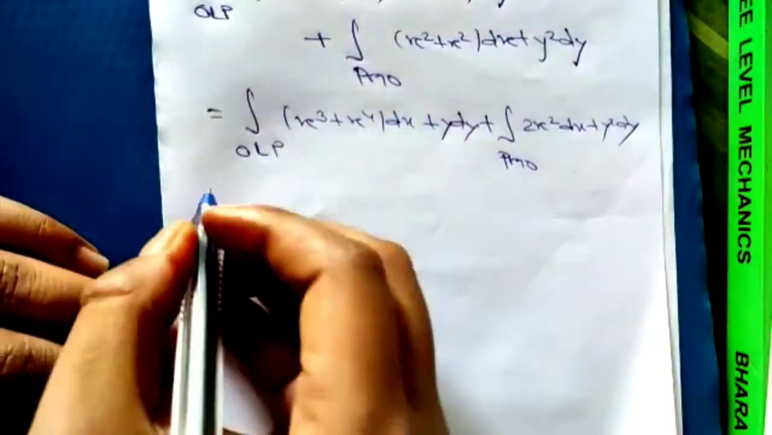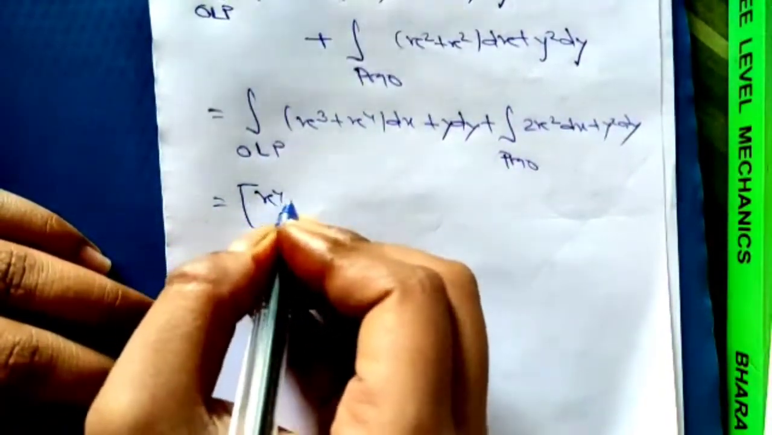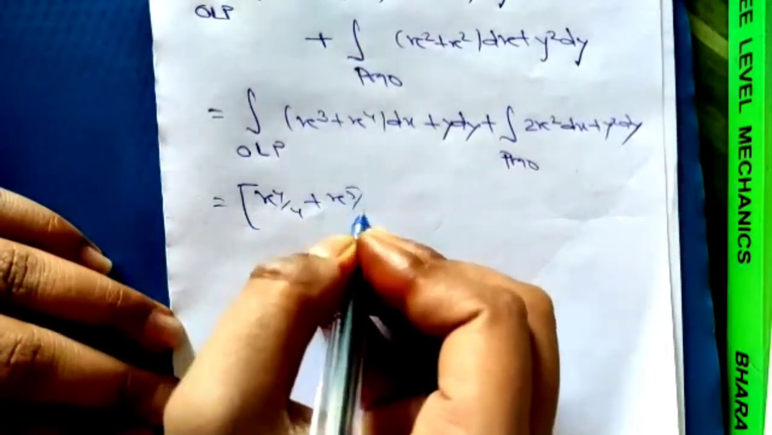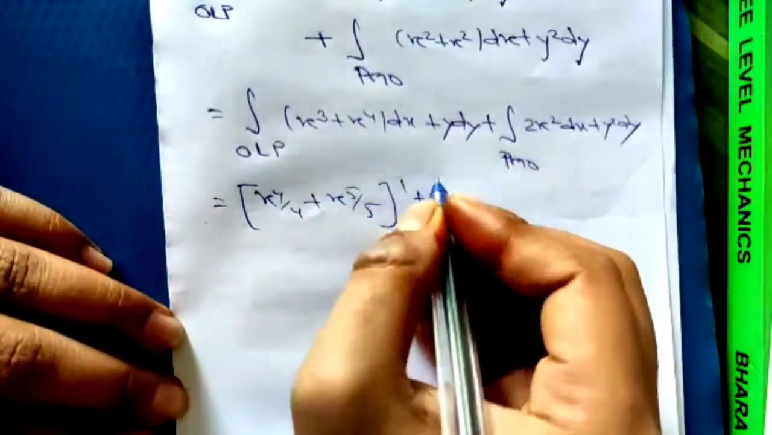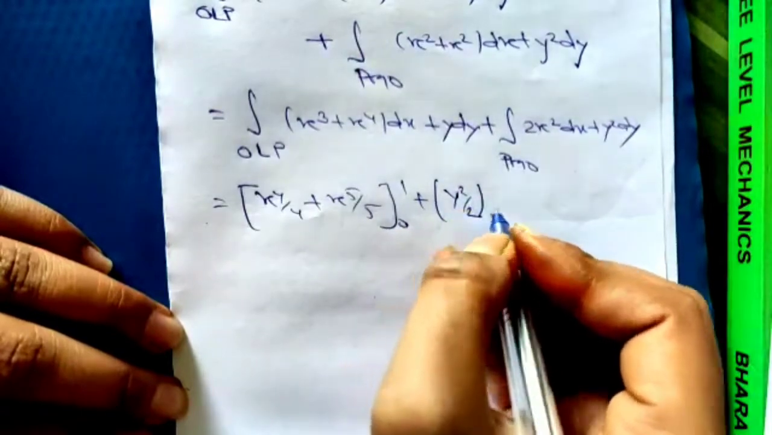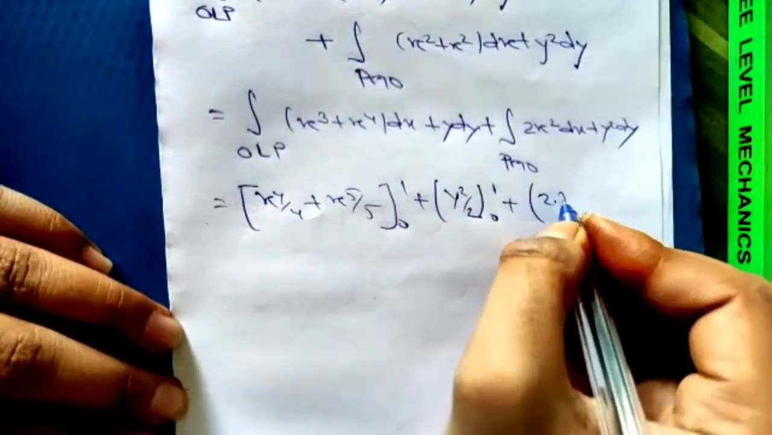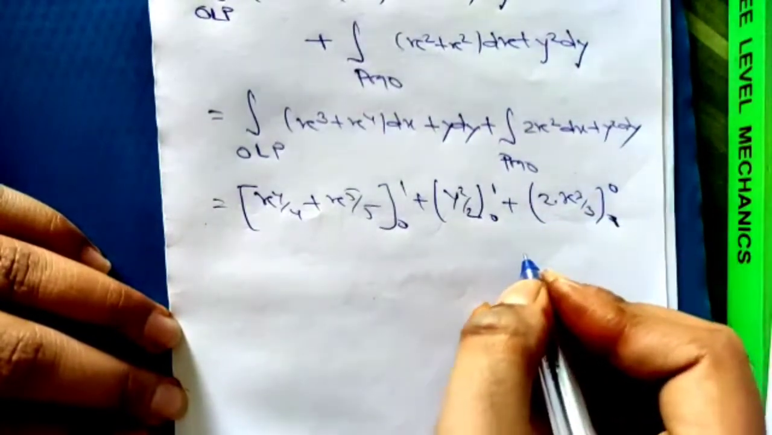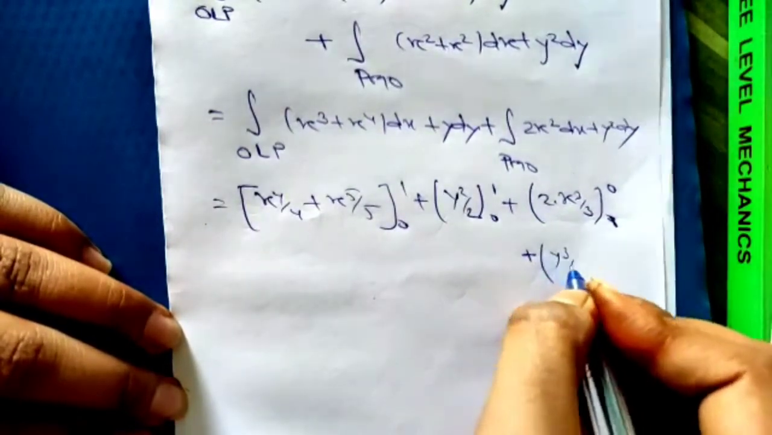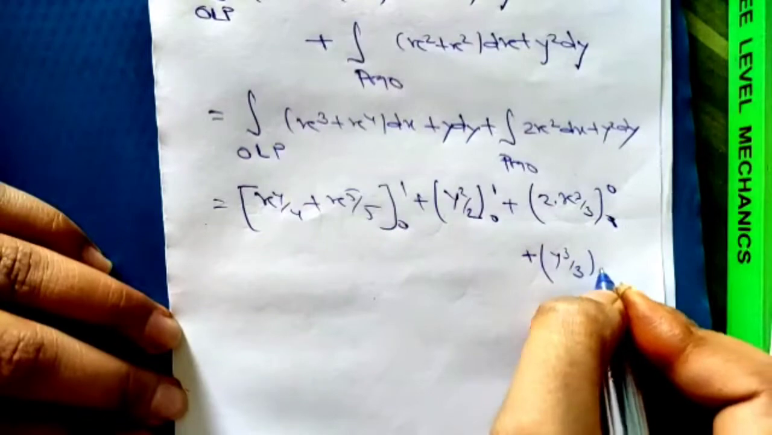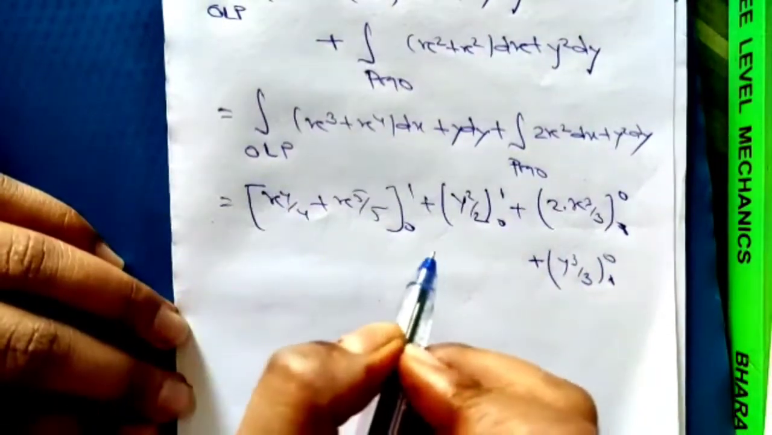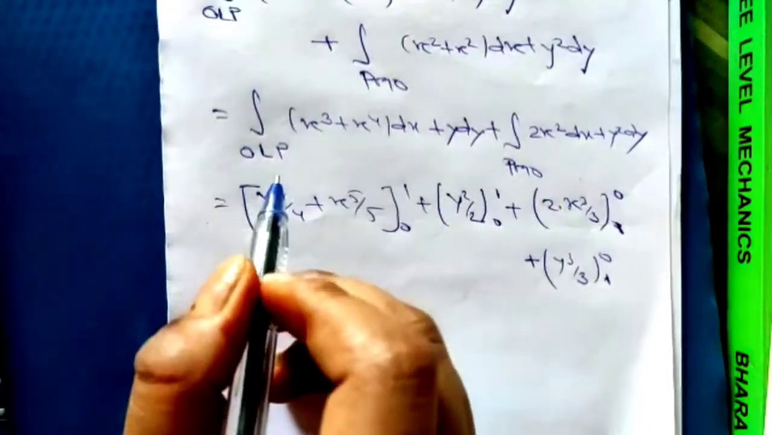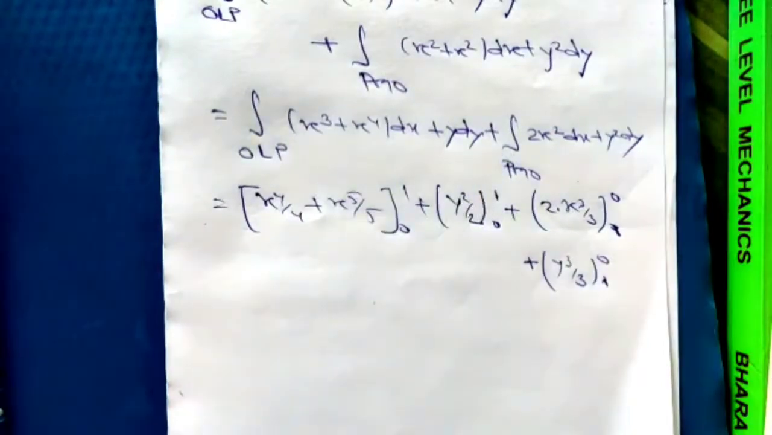After solving we get 4 to the power 4. This is very easy integration, that's why I'm writing it directly. 2x cube upon 3 from 0 to 1, plus y cube upon 3 from 1 to 0. So I put the limits here. So how to put the limits for x and y?